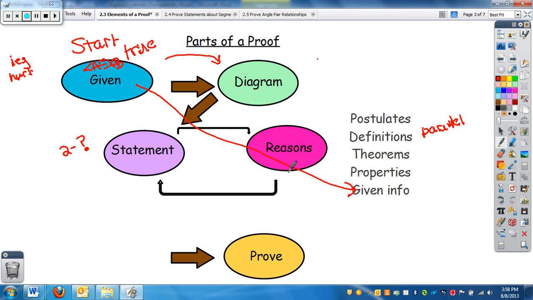So you go back and forth. That's why I have the arrows back and forth, until finally you are ready to say, I have given you everything you need to go to your proof. And your proof is kind of your conclusion. At the start of every proof, I'm going to have a given and I'm going to have a prove. The prove will be your last statement you make, and the reason would be from one of these up here.